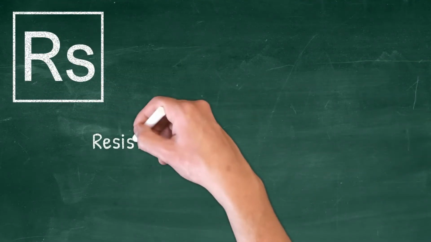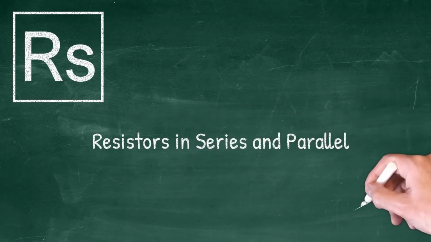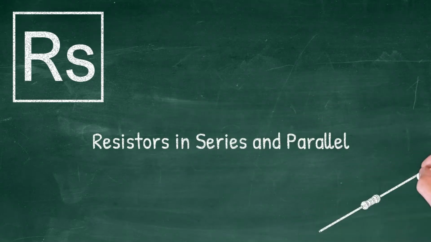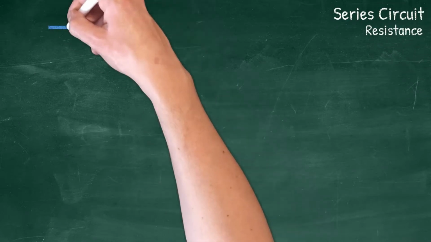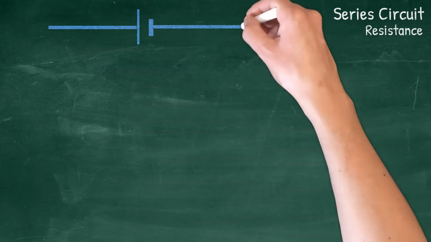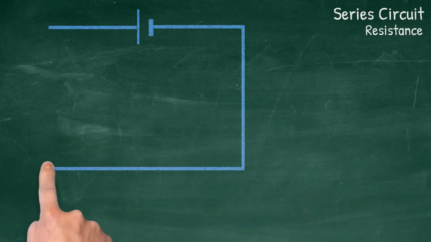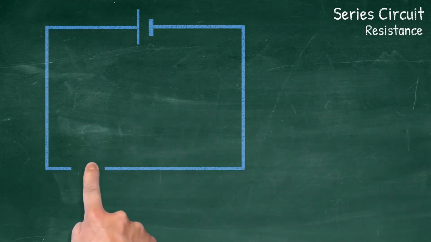In today's video, we're going to be looking at resistance in both series and parallel circuits. First up, let's look at resistors that are connected in series. Here we have our circuit, initially with one resistor, which we should call resistor 1.